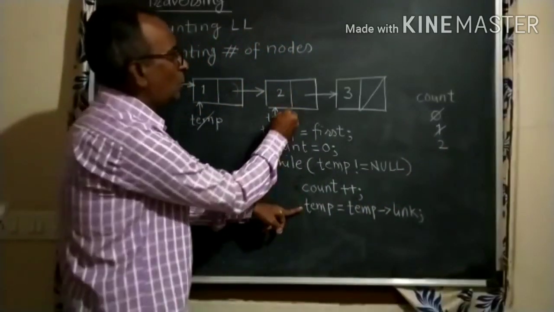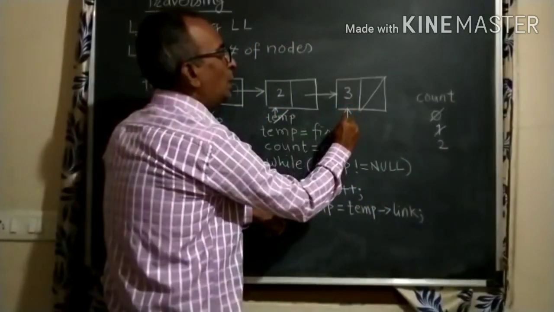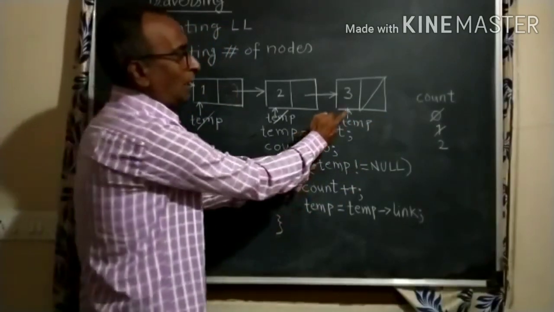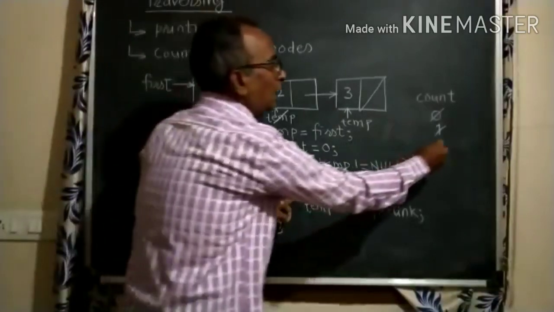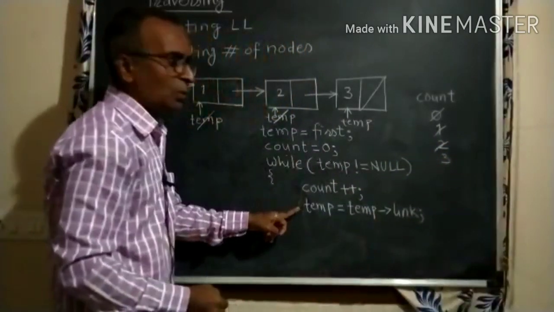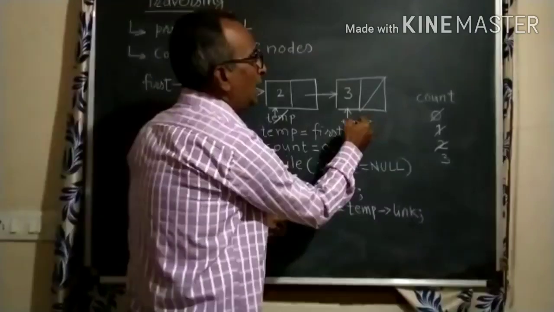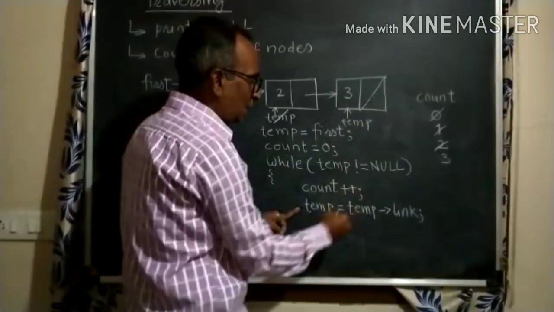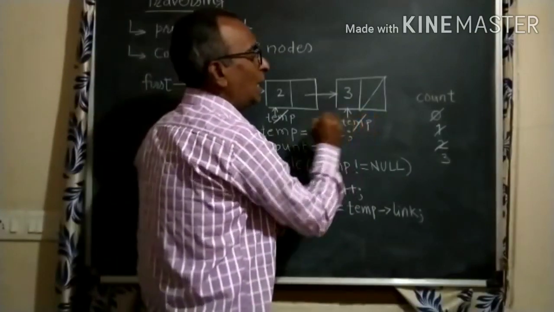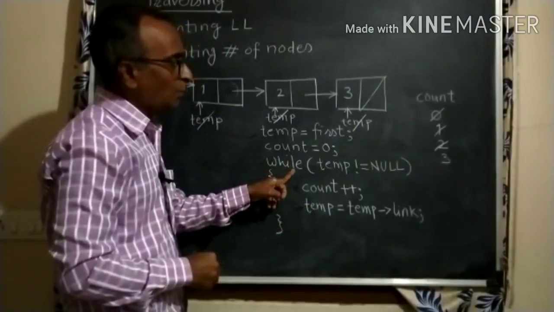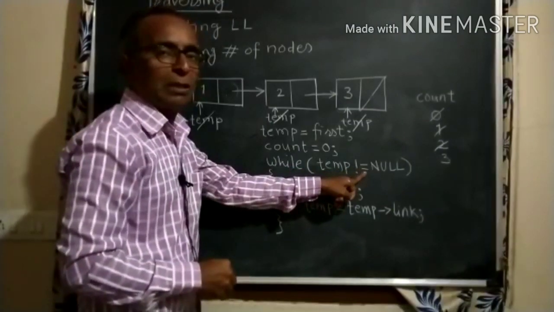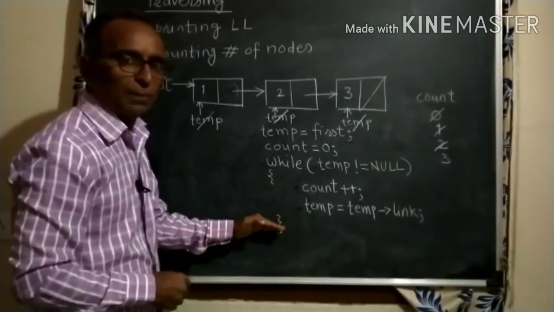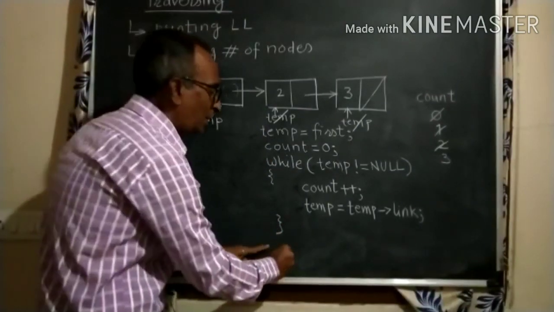Then temp's link is given to temp. So temp will be pointing here. Whether temp is null? Not null yet. Count will be incremented. Count is 3. So temp's link is given to temp. What is temp's link now? Null. So null is given to temp. It will have null value. So when it goes to while loop, temp not equal to null, but now it is equal to null. So control comes out of this loop, and you will have count after this loop.